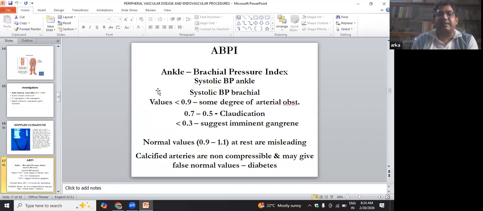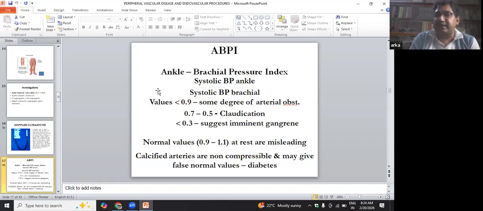A value less than 0.9 indicates some degree of arterial obstruction. 0.7 to 0.5 indicates claudication. Less than 0.3 suggests imminent gangrene. Normal values of 0.9 to 1.1 at rest are misleading in calcified arteries, as they are non-compressible and may give false normal values, mainly in diabetes and also in case of advanced atherosclerotic disease.